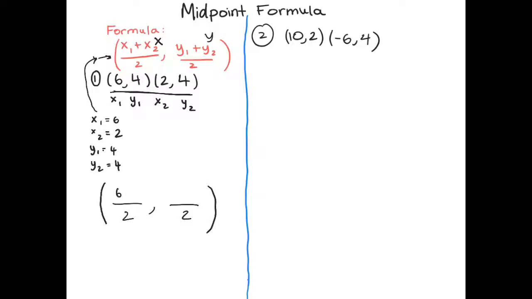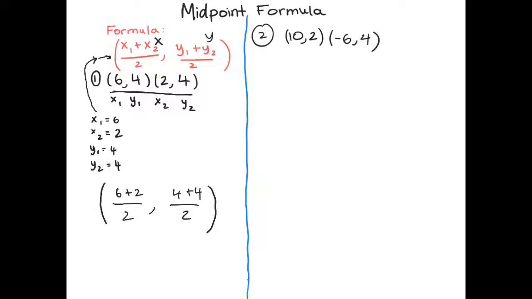What's our x1? That'll be 6, and x2 will be 2, so 6 plus 2. Next we have our y1 and y2: y1 is 4, y2 is 4, so 4 plus 4.